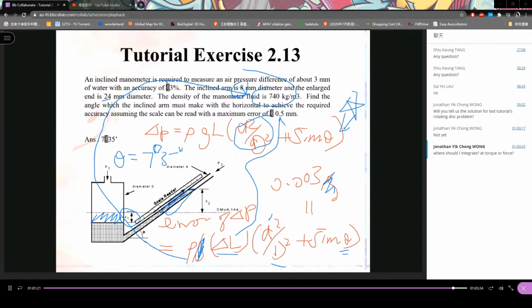Where should I integrate, torque or force? For the rotating disc, you integrate the torque, because you are asked to find the torque. So you find the torque equation and then integrate from r equal to 0 to the outer radius of the disc.